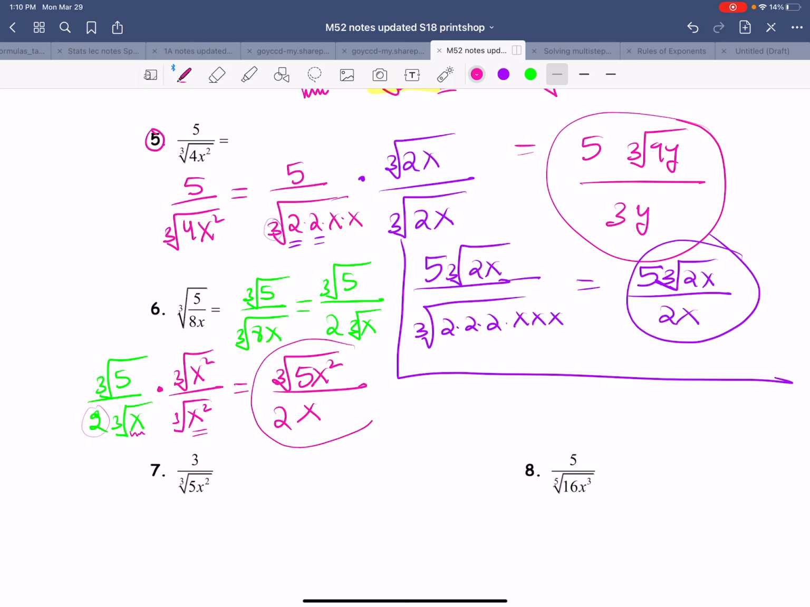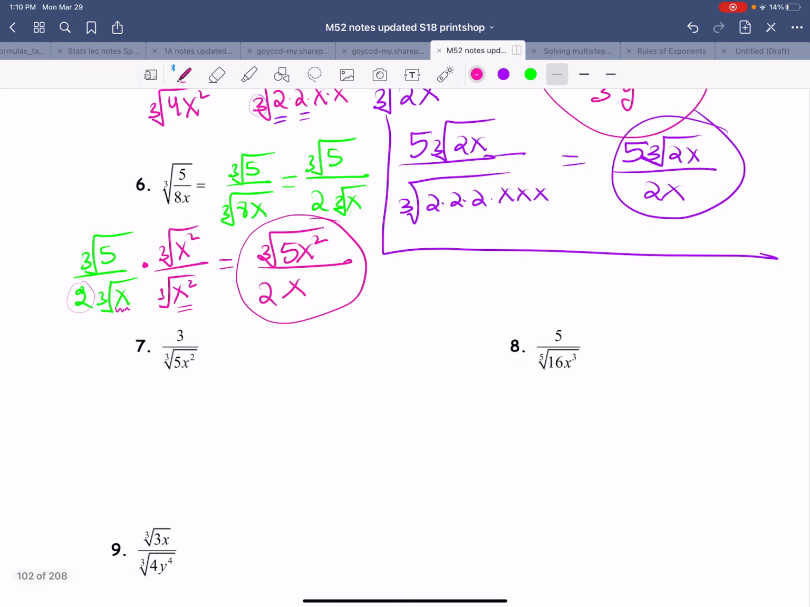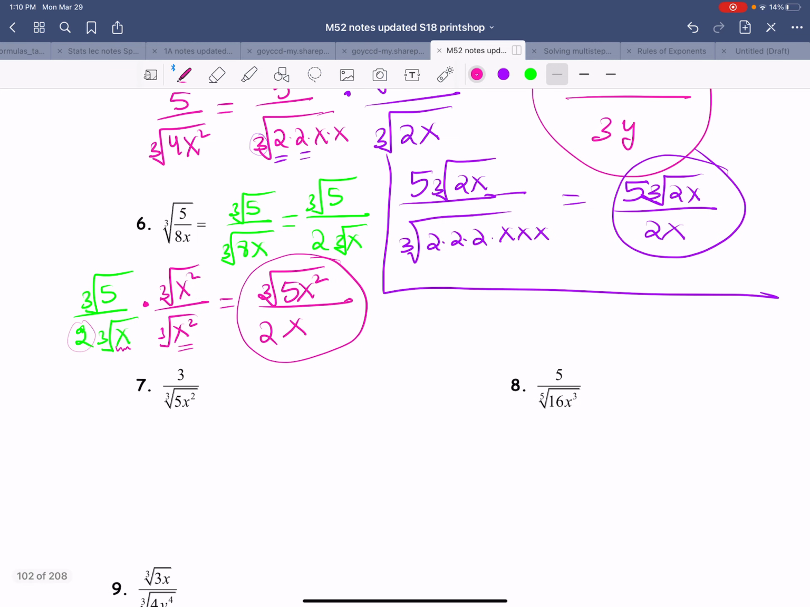And x is what I would be left with, because I have a cube root of x to the 3rd power, 3 x's inside the cube root. Okay, let's check out number 7. For number 7, I have the cube root of 5x squared in the denominator. Is there anything I can pull out from here right away?